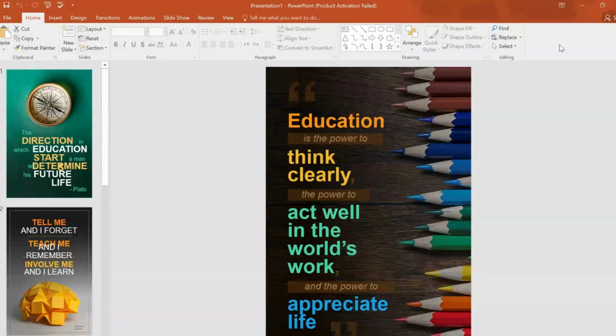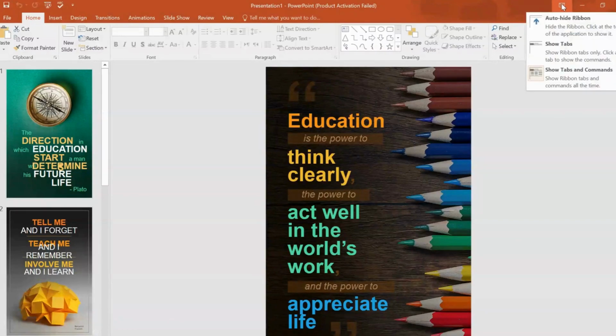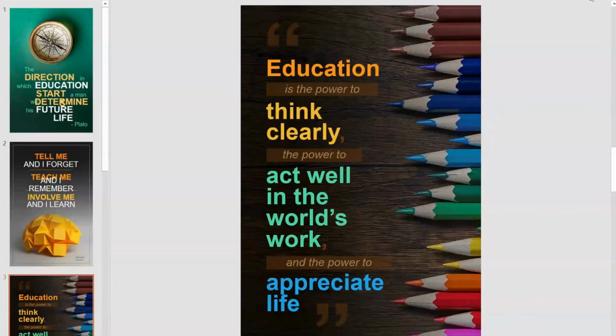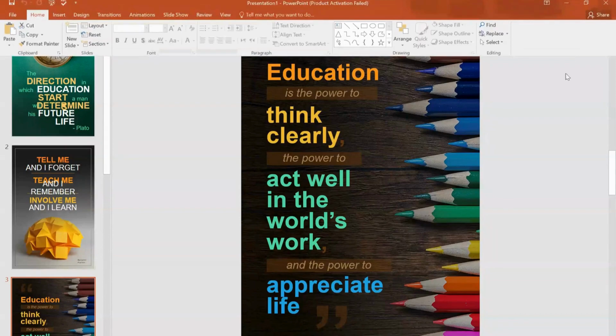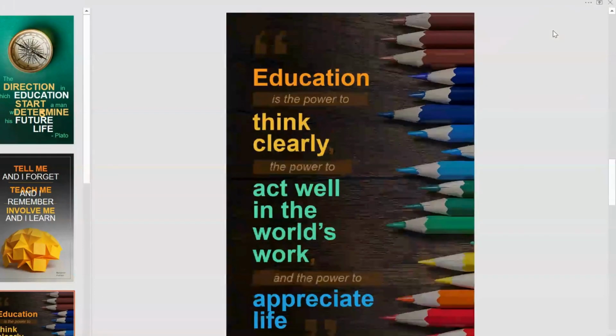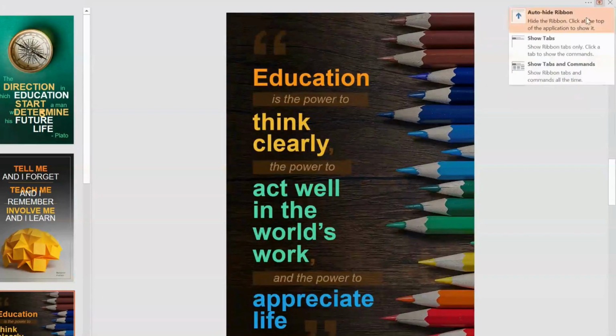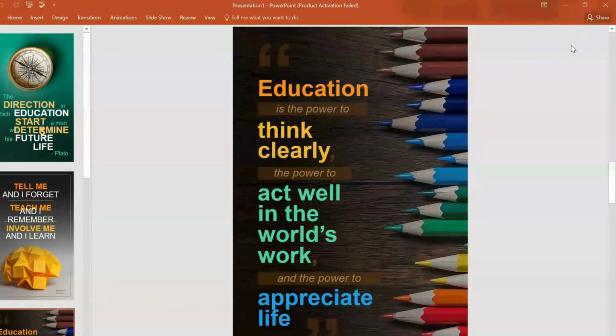Click the Ribbon Display Options arrow in the upper right corner of the ribbon to display the drop-down menu. Auto Hide Ribbon. Auto Hide displays your presentation in full screen mode and completely hides the ribbon. To show the ribbon, click the Expand Ribbon command at the top of the screen. Show Tabs. This option hides all command groups when they are not in use, but tabs will remain visible. To show the ribbon, click a tab.